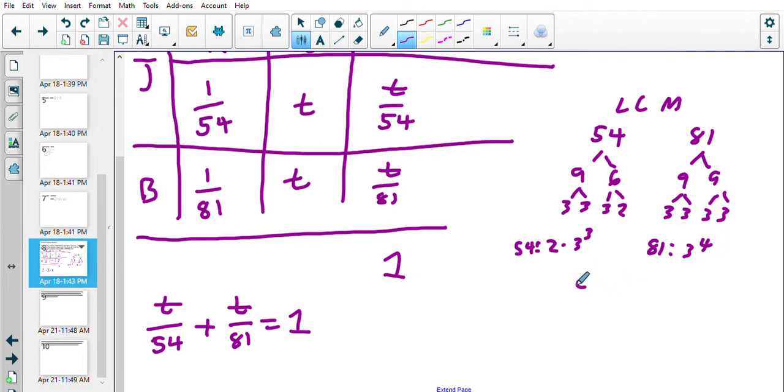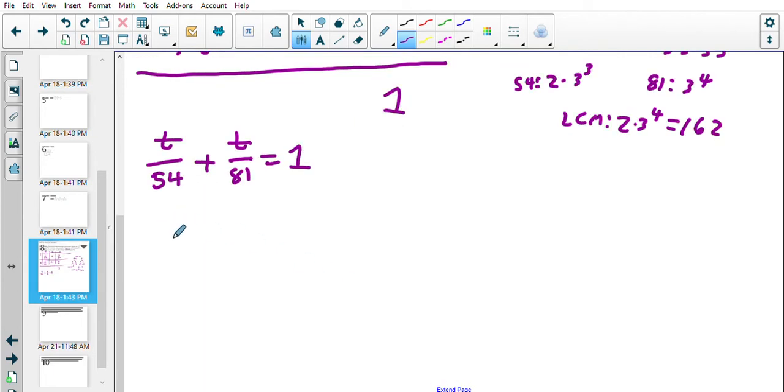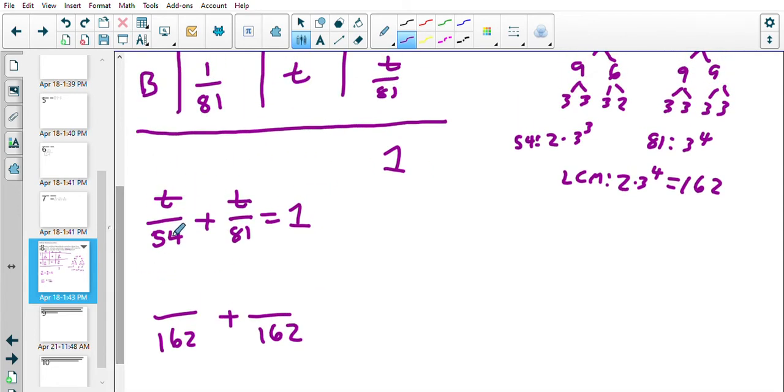So the least common multiple, we need that 2, and then we need 3 to the 4th power. And if you do that in your calculator, 2 times 3 to the 4th power, 162. So that's going to be our least common multiple. So we're going to use that as our denominator here, 162. Okay. So what does 54 get multiplied by to get 162?